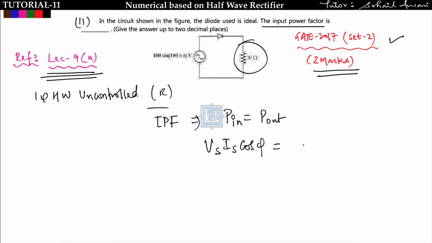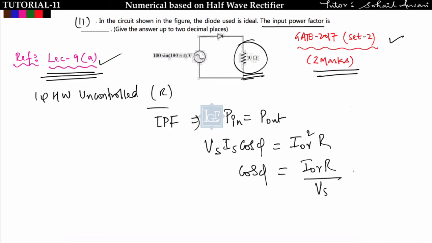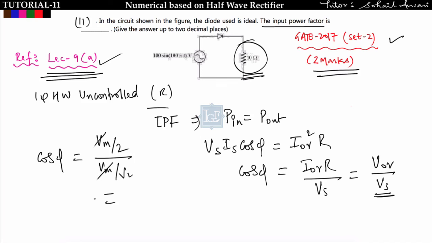Since this is a resistive type of load, the output power will be I RMS square into R. Since this is R type of load without freewheeling diode, the output RMS current and source RMS current are equal, as I have already explained in lecture number 9a. So cos phi will be I O RMS into R upon Vs, that is RMS output voltage upon Vs. What is the RMS output voltage of this rectifier? It is Vm by 2, while the RMS source voltage is Vm by root 2. Solve this, Vm will cancel out, you will get 1 by root 2, that is 0.7. So the input power factor comes out to be 0.7. This has been asked in GATE 2017 and the concept has been discussed in lecture number 9a.